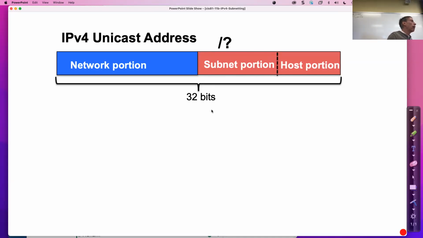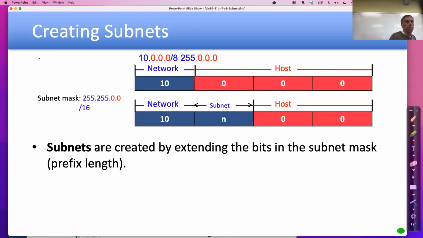Similarly, they gave us a barrel of 100 apples. If we want to use it as one big barrel, we can do that. But if we want to subdivide it, it's up to us, and how we subdivide it is up to us. Okay. So subnets are created by extending the bits in the subnet mask.